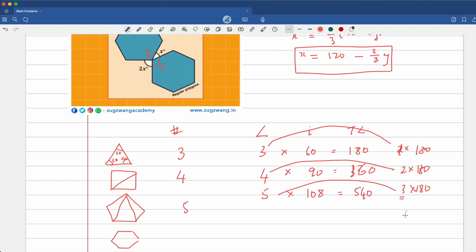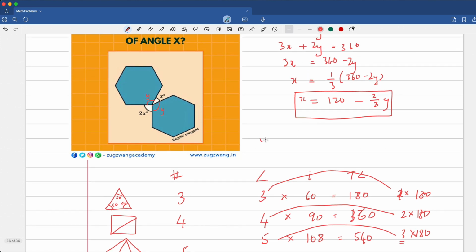So for a hexagon, you already know it's 4 times 180, which is going to be 720, because 6 minus 2 is 4, and 4 times 180 is 720. The number of triangles is essentially 2 less than the number of sides. And this times something is going to give me 720. So you know the angle is 120. And therefore, you can conclude that y is 120.